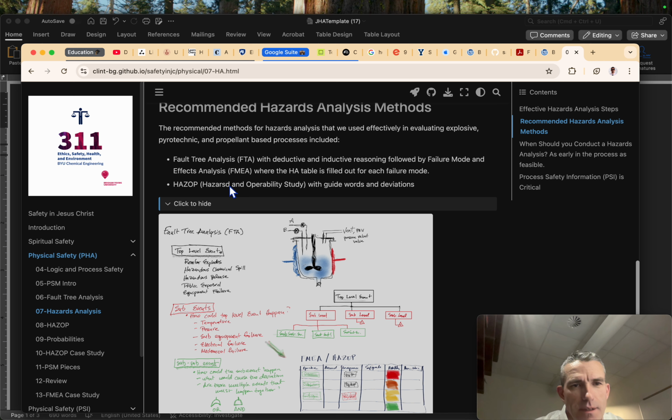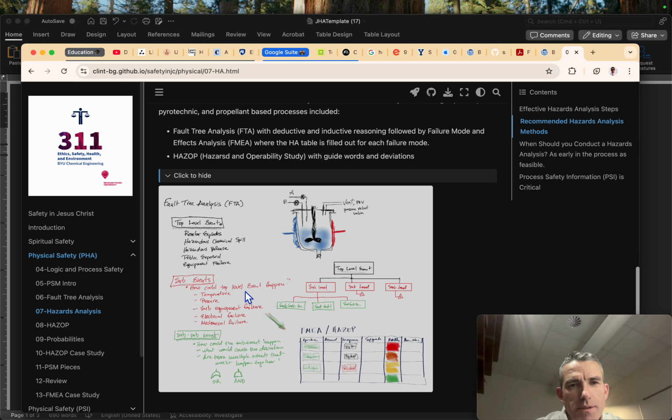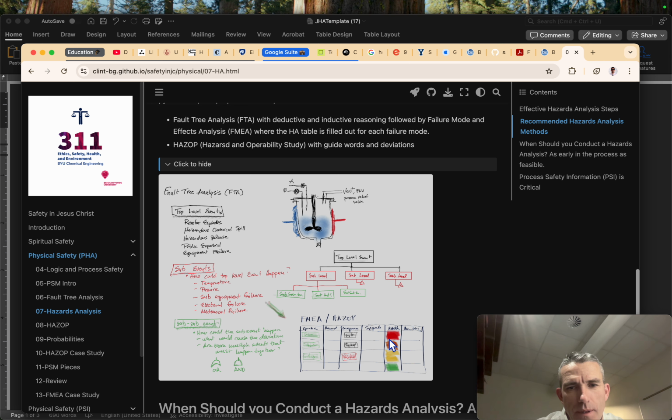Or you can do a HAZOP, a Hazards and Operability Study. I need to correct that spelling. And here is a little drawing, a cartoon of perhaps a reactor, identifying the fault tree with the hazardous top level event, then sub levels and sub levels down to the final failure mode. Then you take those and incorporate those into the failure modes and effects analysis, where you document row by row each hazard with its consequences, safeguards, and risks.